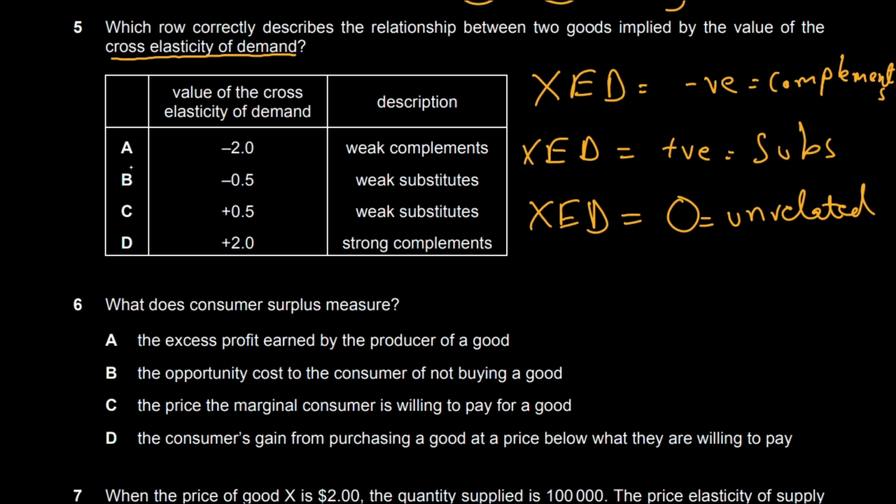Okay, so moving on to the question, it states which row correctly describes the relationship between two goods implied by the value of the cross elasticity of demand. A says minus 2.0, and description weak complements. No, this is wrong, as the negative sign suggests complements, not substitutes. Hence, the magnitude is not weak. Okay, so the first option states minus 2.0 and weak complements.